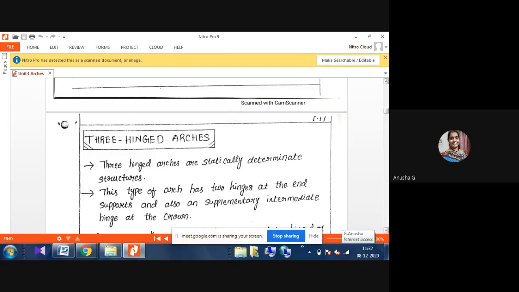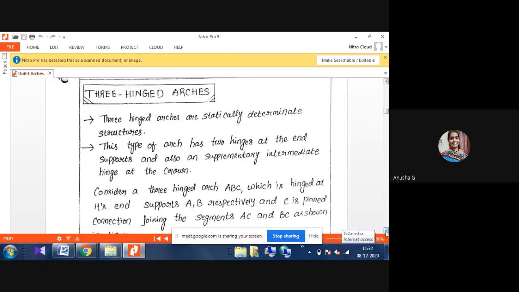Three-hinged arches are statically determinate. Why do we say statically determinate? This one you already know. We have three equilibrium conditions, and here three hinges: two hinges at the two supports and one hinge at the crown. Three hinges minus three equilibrium conditions, 3 minus 3 equals 0. Then that condition is called a statically determinate condition. So the three-hinged arch is a statically determinate structure.